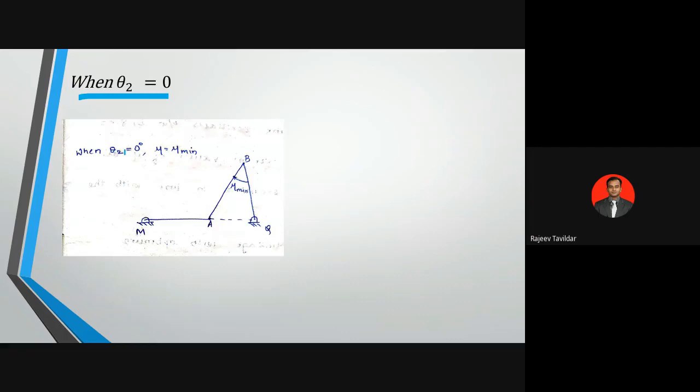When theta 2 is 0, you can see that point A has come over and lied on the MQ line. And during that time, the angle between AB and BQ, that is connecting link and output link, is the transmission angle. It becomes minimum. That is, I am writing it as mu min. So when theta 2 is 0, the value of mu becomes mu minimum.